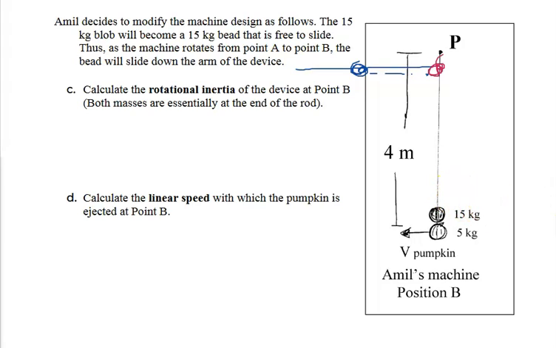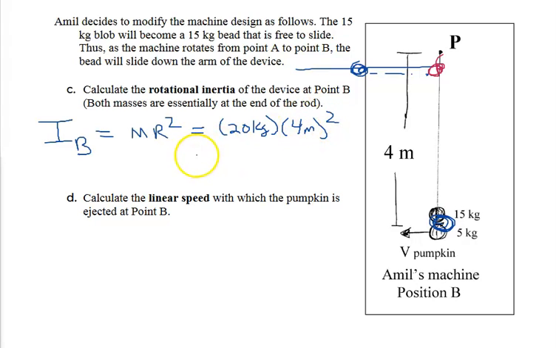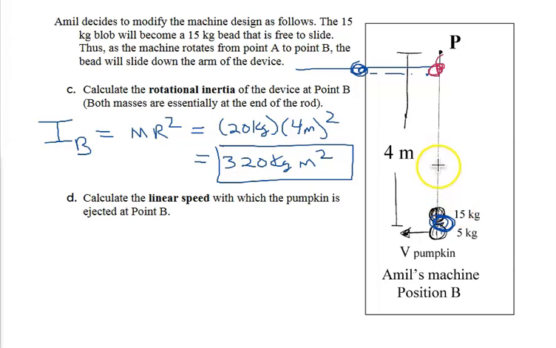So we need to find the rotational inertia at point B. We already know what it is at point A, but I at point B is going to be a little bit easier, because we're basically going to say the distance is negligible here. These are basically both 4 meters away. So we've got 20 kilograms that is 4 meters away from the pivot. So 320 kilogram meter squared. The rotational inertia has gone up because the 15 kilogram moved farther away from the pivot.